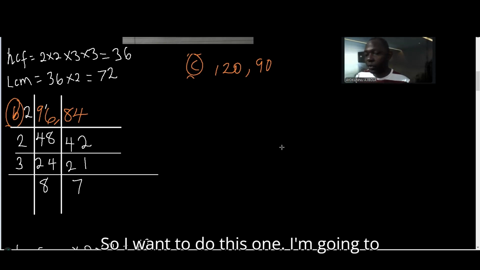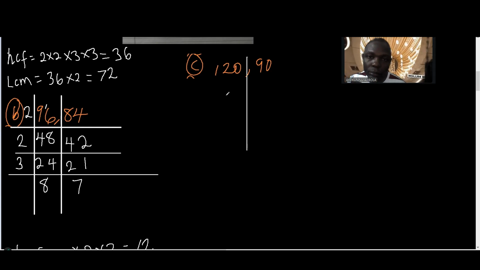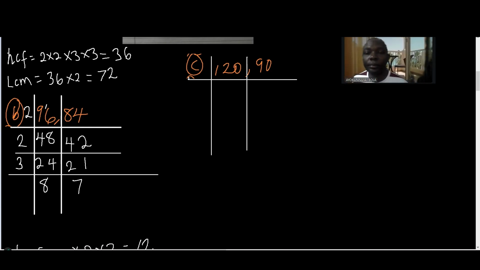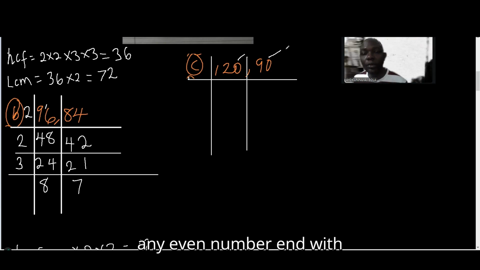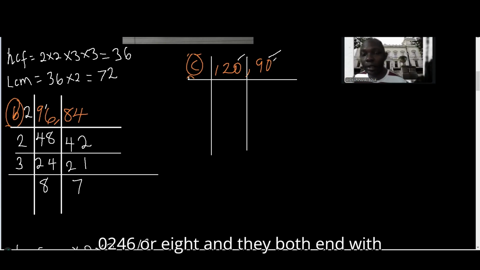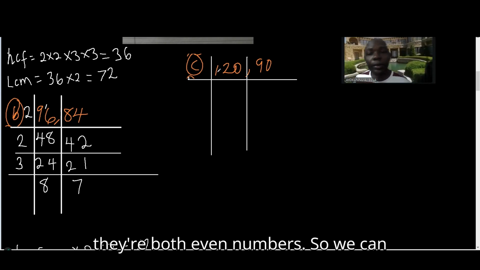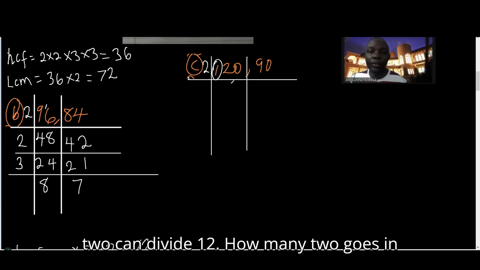So I want to do this one. I'm going to divide, right? So are they both even numbers? No. They are both even numbers because any even number ends with 0, 2, 4, 6, or 8. And they both end with 0, yes or no? Yes. They are both even numbers. So we can divide by 2. 2 cannot divide 1, but 2 can divide 12. How many 2 goes in 12?